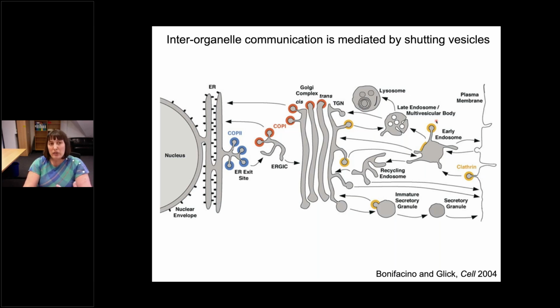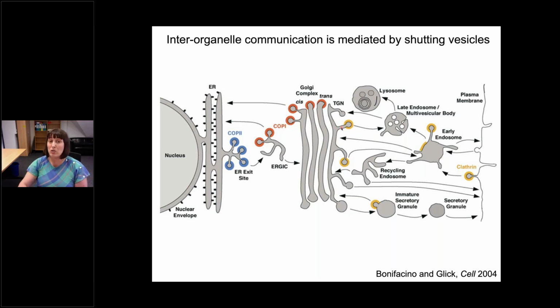So we are interested in how all these intracellular organelles communicate with each other. And even if you're not a cell biologist, you probably have heard from basic biology courses that communication between organelles is mediated by shuttling vesicles. These vesicles form from a donor compartment and then fuse with an acceptor compartment. What I want to stress is that these vesicles are around 70 to 100 nanometers in size, depending on the vesicle, and are very close to the membranes where they form.